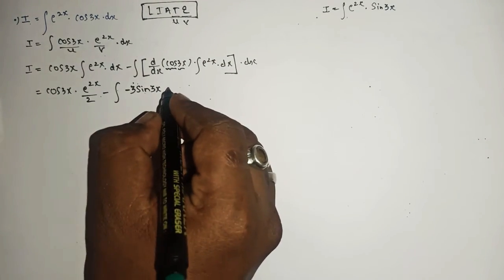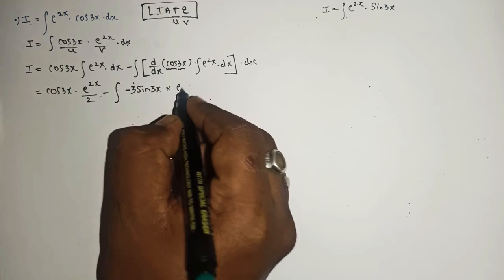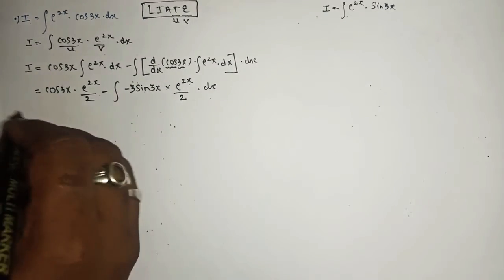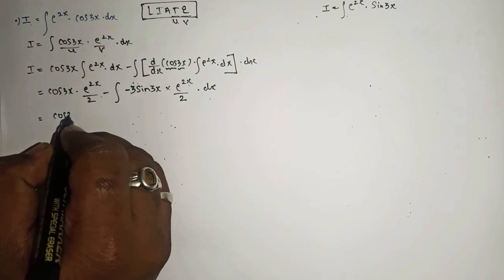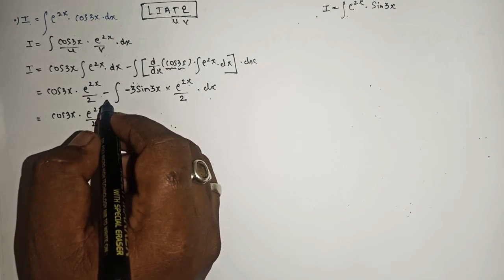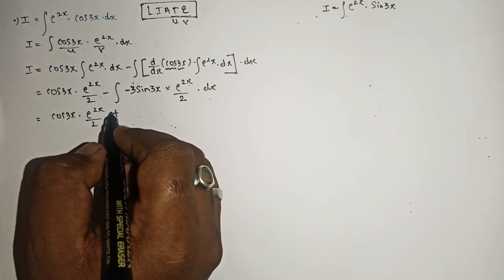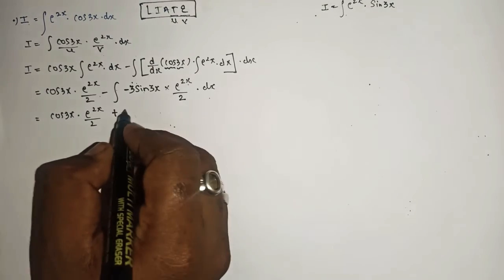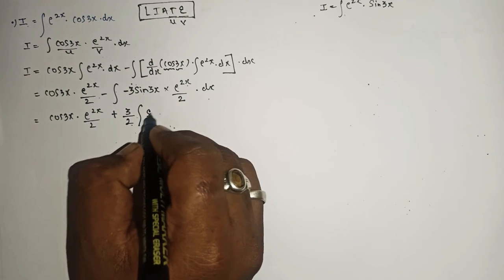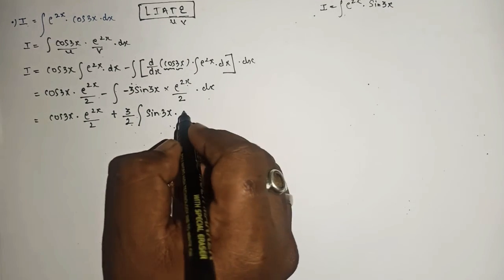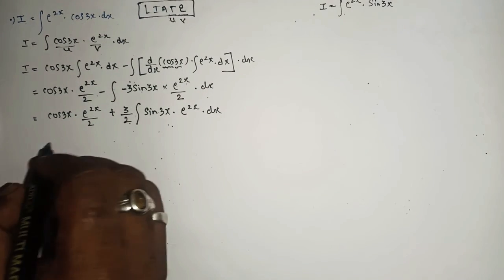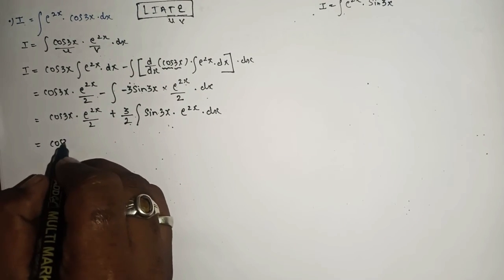Then integration of e raised to 2x will be e raised to 2x upon 2 into dx. So further this we can write as cos 3x into e raised to 2x upon 2. Yes or no? So this minus minus we can write as plus 3 upon 2. There is a number, so we can bring that number outside the integral. So here we are left with sine 3x into e raised to 2x into dx. Okay, so the sum is not over, still it is pending.